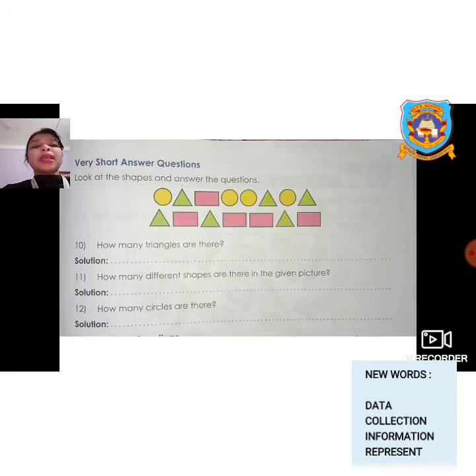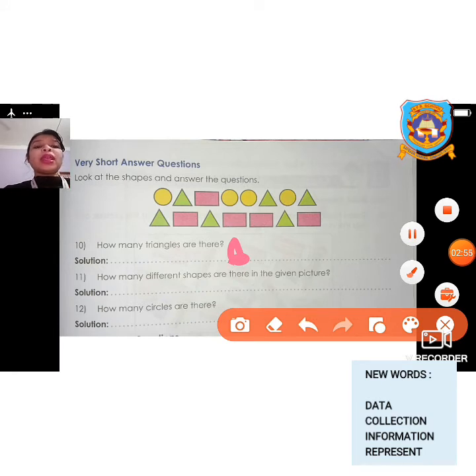Look at the shapes and answer the question. Okay, so this picture also we have to study very carefully and then answer the given questions. How many triangles are there? Okay, so this is also a combination of shapes. So how many triangles are there? If you look at the green picture, it has got 1, 2, 3, 4, 5, 6. So how many are there? There are 6 triangles.